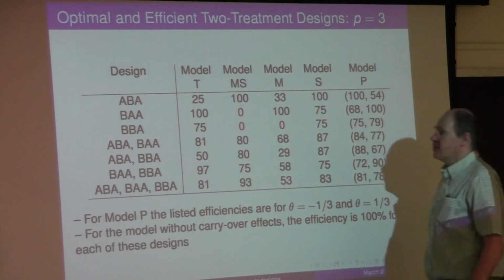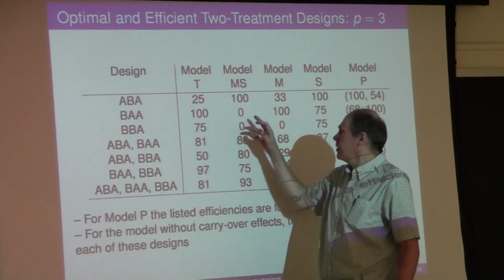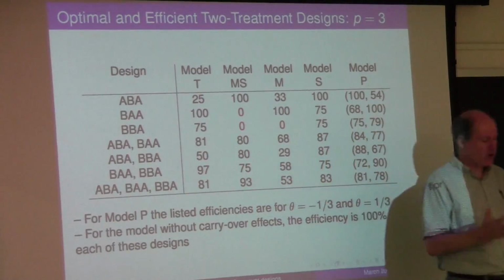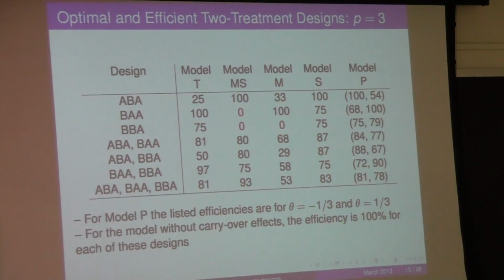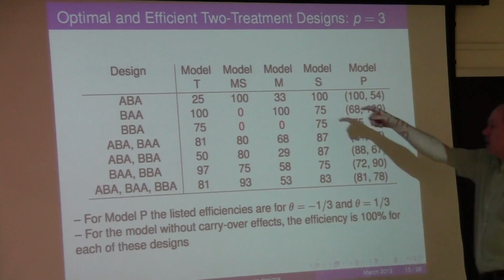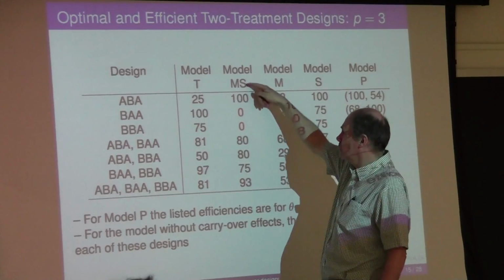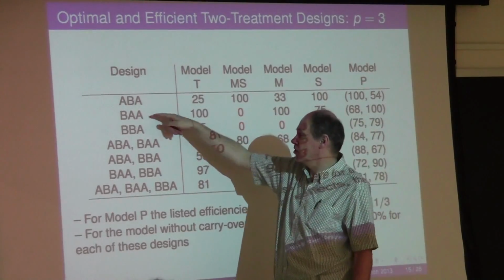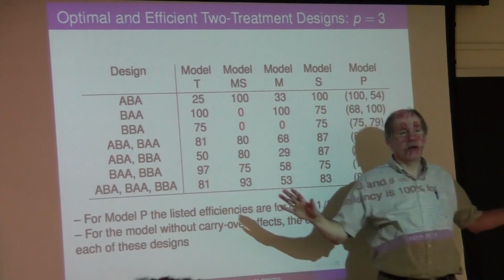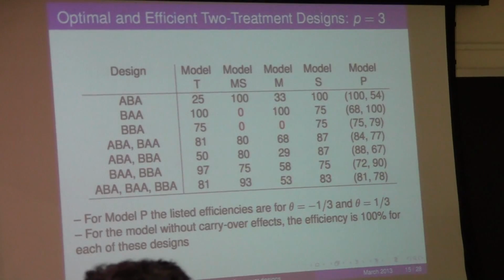And this assumes, again, that there are fixed subject effects. So there's no information about the difference between treatment A and treatment B if, say, MS is the model you're interested in, mixed and self-carryover effects, and you use this design. You learn nothing about the difference between treatments A and B. So that would be a bad design to use if that is the model that you think is appropriate.